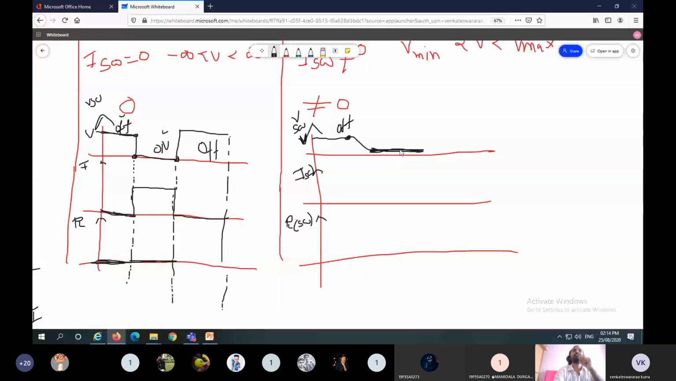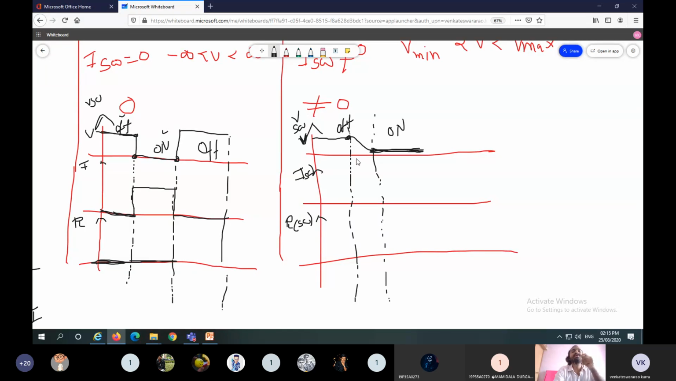So again, this one is here. This time is known as the transition time, where the device makes a transition from the off state to the on state. This one is the off state and this one is the on state.